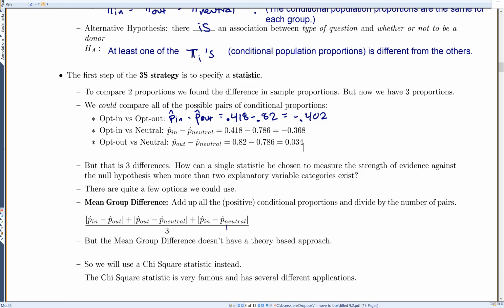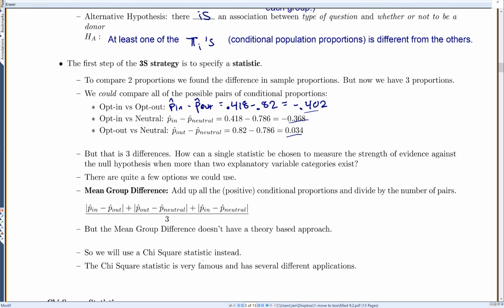There's quite a few different options we could use. One that the book talks about in section 9.1 is called the mean group difference. So we want to add up each of the differences. The problem though is some of them are positive and some of them are negative, and those positives and negatives can cancel each other out, and we don't want that. So we're going to take the absolute value of each of the differences, and then we just divide by 3 because there were 3 pairs. So that is one thing that we could do to get one number. The problem is that doesn't have a theory-based approach, so it is not used widely.